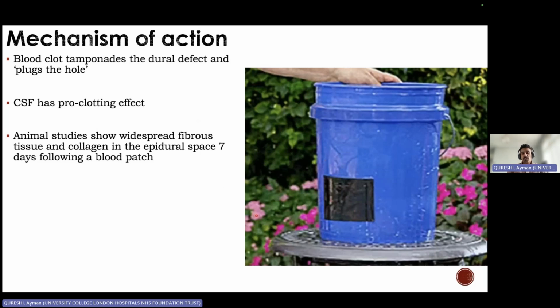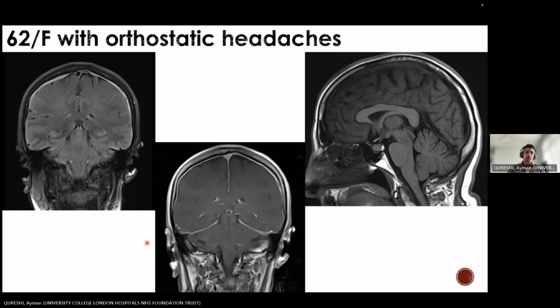So as the CSF goes around the dura, when it gets to the area where the hole is, it forms a little plug and eventually a mesh of fibrous tissue, some of which includes fibrin, to seal up the hole. And that's been found in animal studies. So here's an example of a patient.